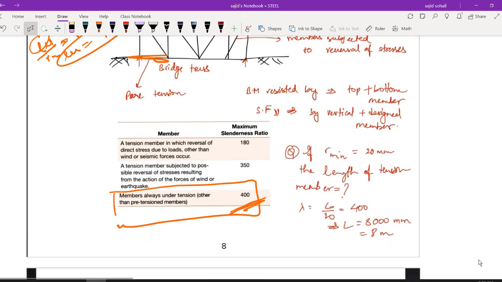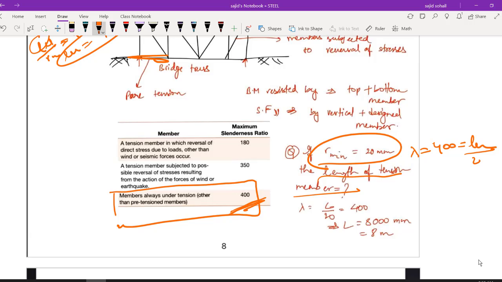A question can come: what is the length of a tension member when r minimum is 20 mm? You can just multiply. You know the lambda of a tension member is 400, so length divided by 20 is 400. So the length is nothing but 8000 mm. So you can make a tension member of 8 meters without any problem.